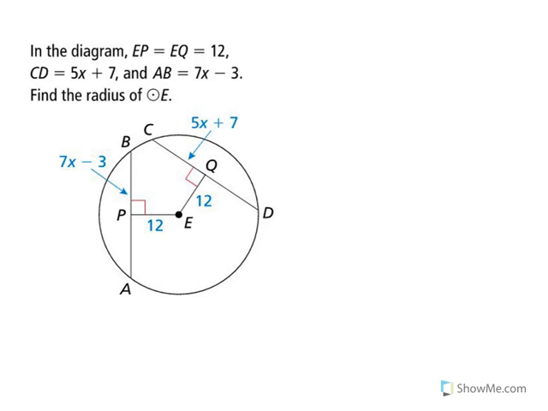Okay, so there's a lot going on here. EP is equal to EQ and they both equal 12. Okay, that's on there. EP, EQ, they both equal 12. Got it. Okay. CD. Oh, wait, no, not arc CD, is it? It's just segment CD or chord CD is 5x plus 7. And AB is 7x minus 3. Okay, that's all on there. Good. We want to find the radius of circle E.